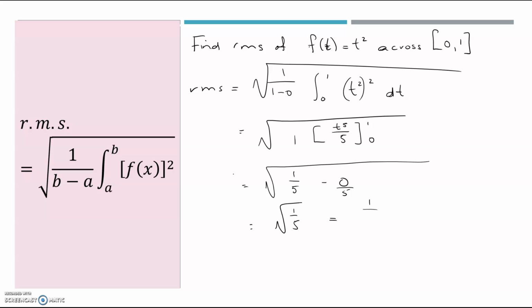You could leave it as 1 over root 5. Or you could say that that's approximately equal to 0.447, just 3 significant figures. So all you have to do is just use the formula that you're given.